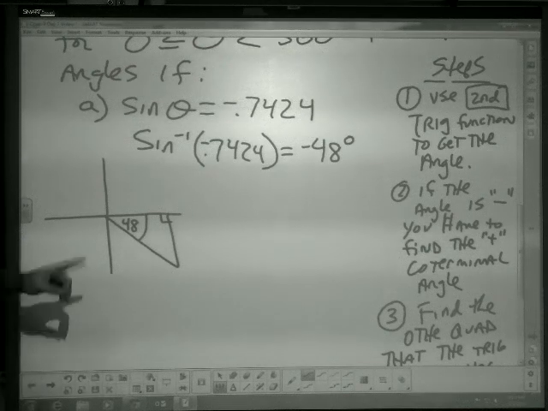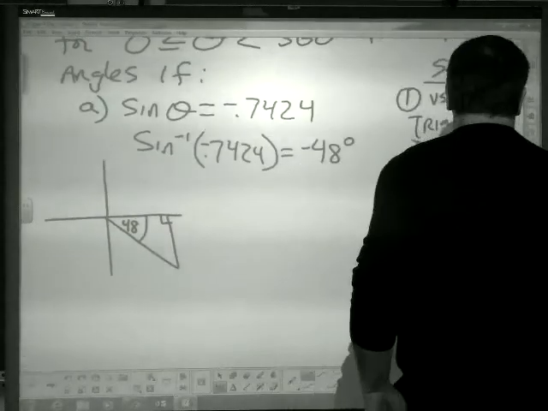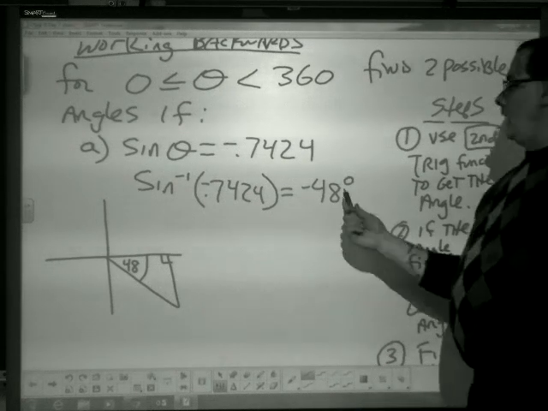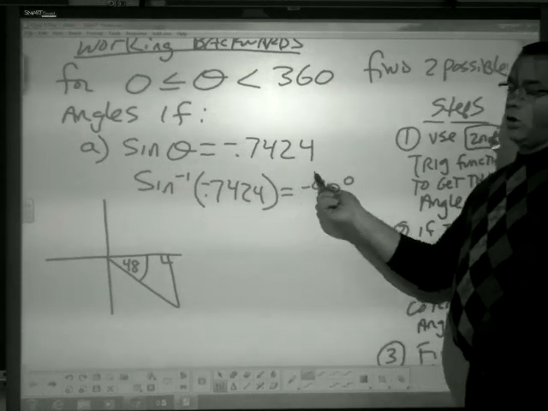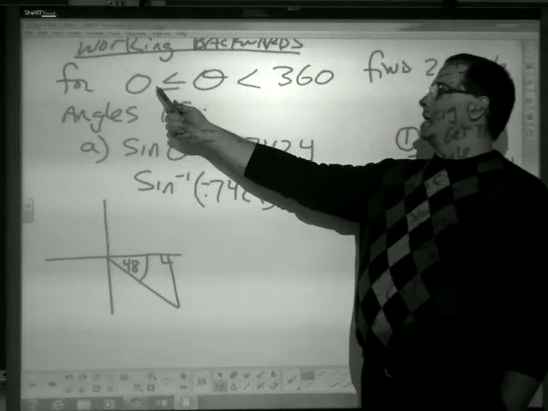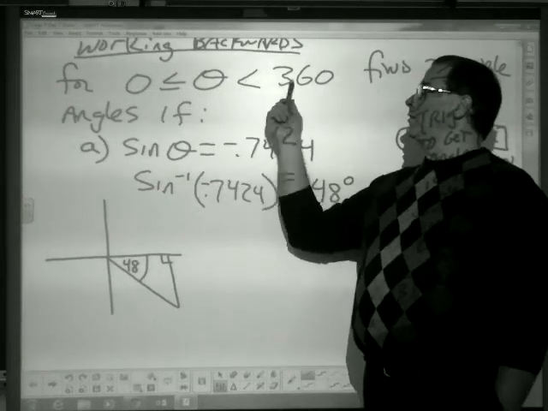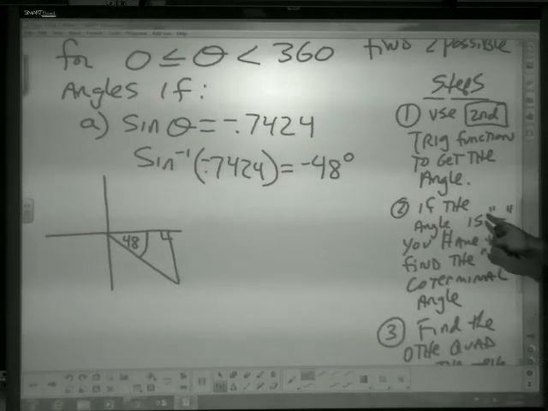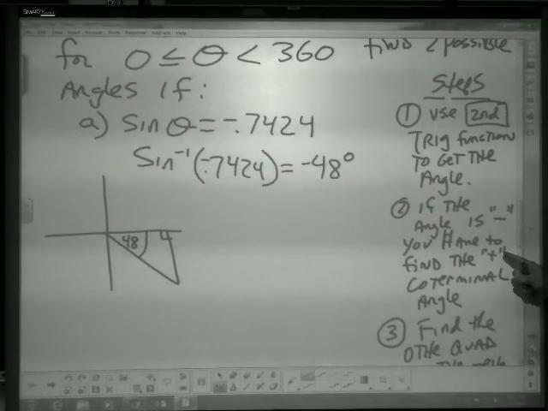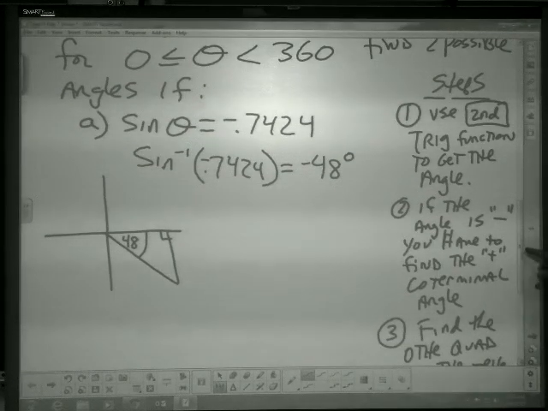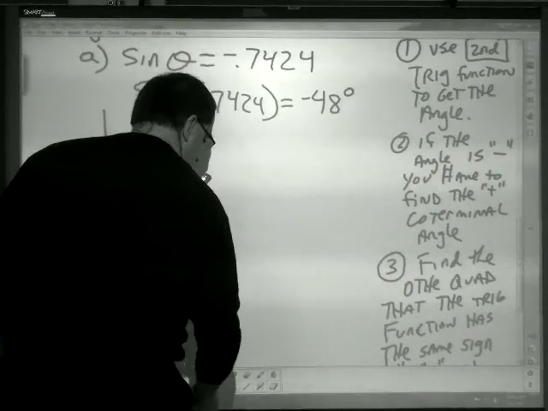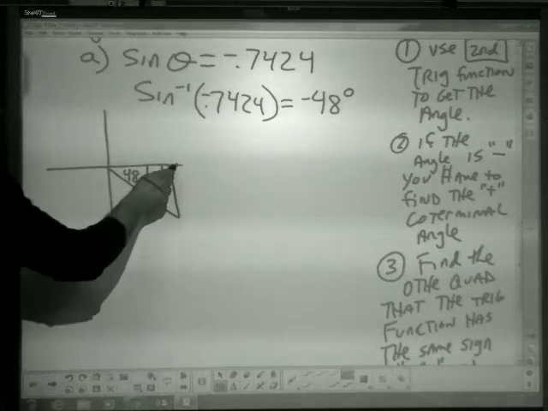All right. Now, the question said, find two possible angles. You might say, well, negative 48 is one of the answers. No, because the directions say that the angle has to be positive, between 0 and 360. If the angle is negative, we have to first find the positive coterminal angle. So this can't just be one of my answers right now. So I have to find what's coterminal.